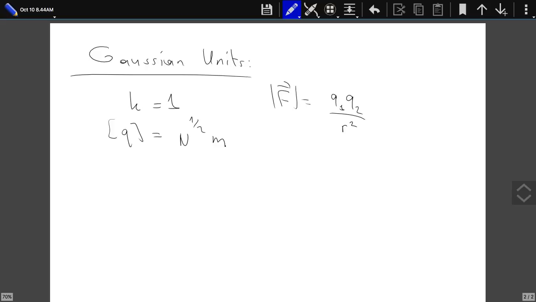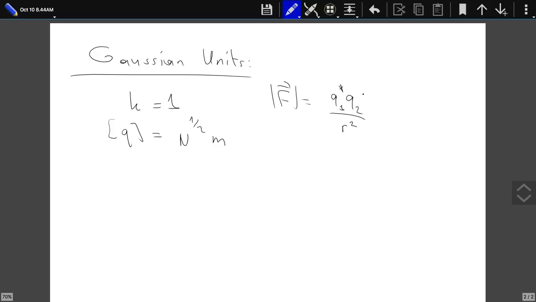If you calculate the unit of the right-hand side, the charge squared is Newton meter squared, divided by the distance squared, which has the units of meter squared, so the right-hand side is just newtons. The left-hand side is again newtons. This is just a different way of measuring the charge.